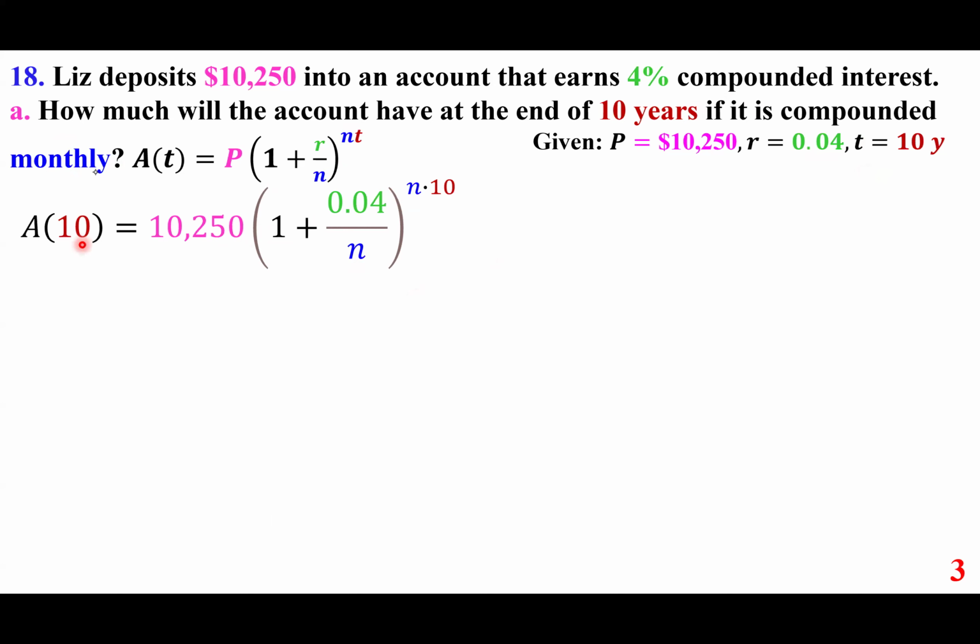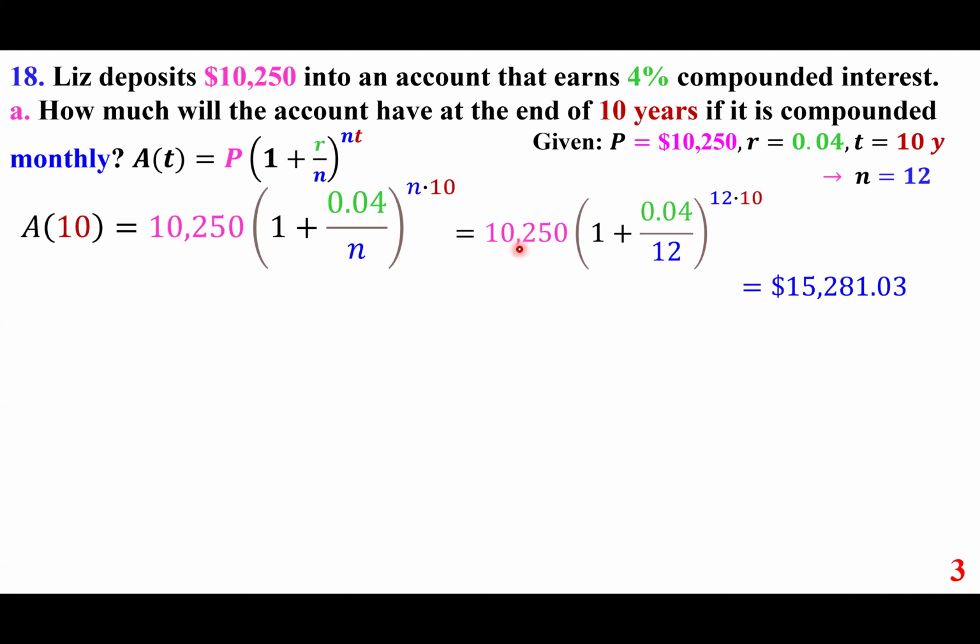In this case, part A, monthly means n is 12, and we are going to replace it. Of course, 12 times 10 is 120: 0.04 divided by 12, added to 1, raised to the power of 120, times 10,250. It gives you $15,281.03. By the way, of course, you put it into a basic calculator. Because we are dealing with money, we go with 2 decimals. In other words, you look at the third one and you make a decision about the second.